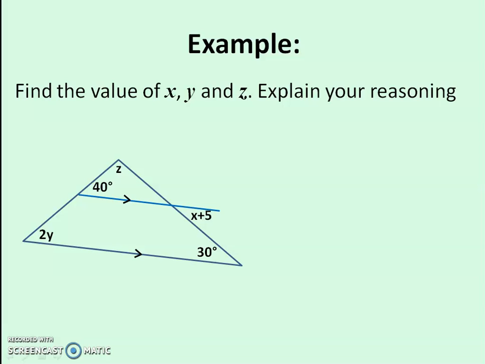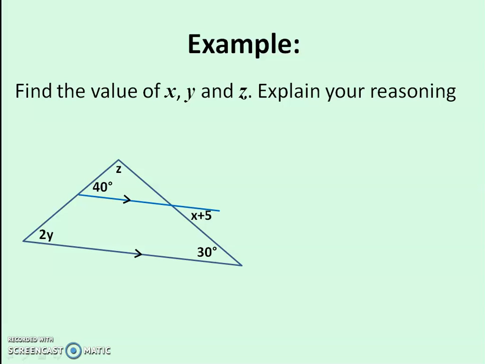This is a video lesson on using angles and parallel lines or other equal angles to find missing values. In example 1, it says find the value of x, y, and z and explain your reason. So there are a few things that we're going to use here, one of which is the triangle angle sum, that all angles in a triangle add up to 180.